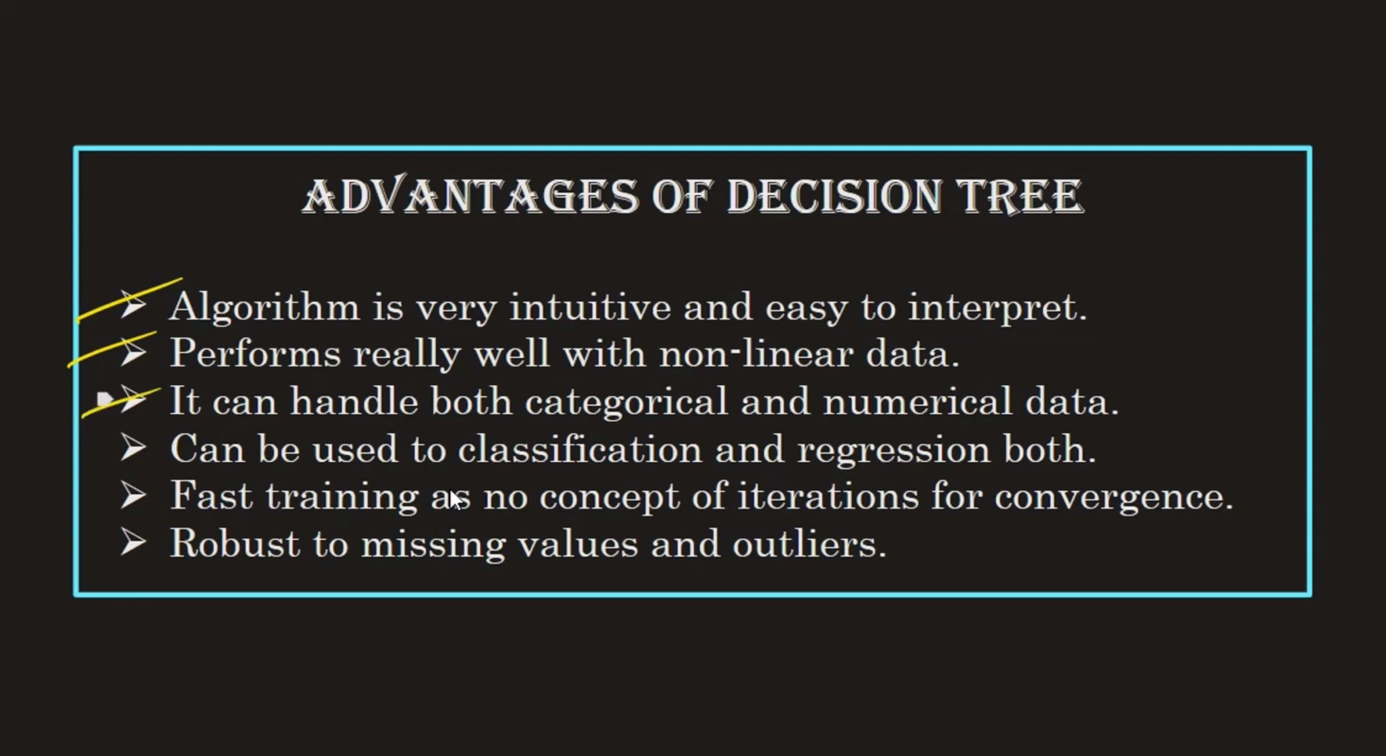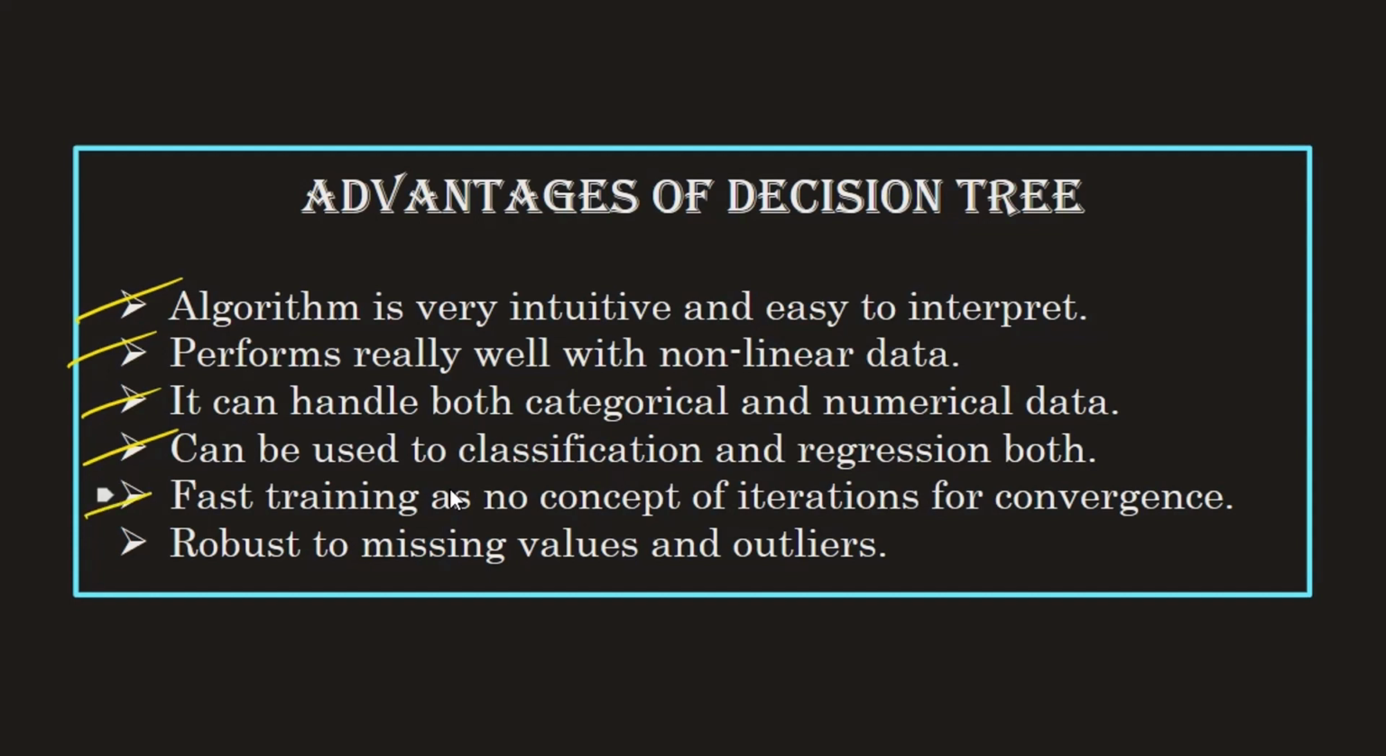It can handle both categorical and numerical data. And please expect this question in interviews as well, which are the machine learning algorithms that work really well with categorical data as well as numerical data. And the answer should be decision tree, random forest, or other bagging or boosting techniques. Decision trees can be used for classification and regression both. And of course, within this lecture, we have only explored decision tree classifier. The regression part is yet to be explored within this playlist.